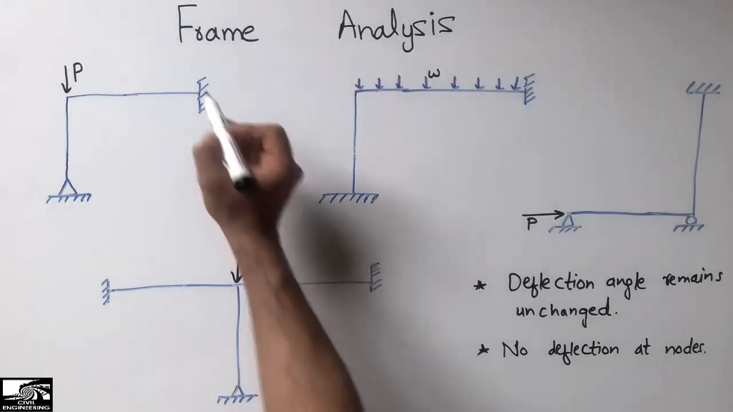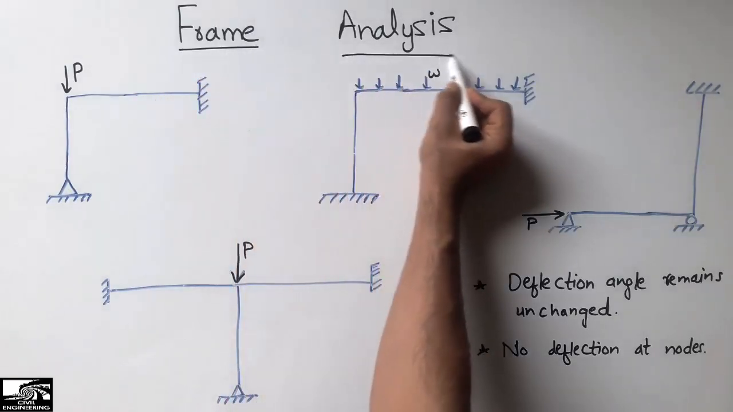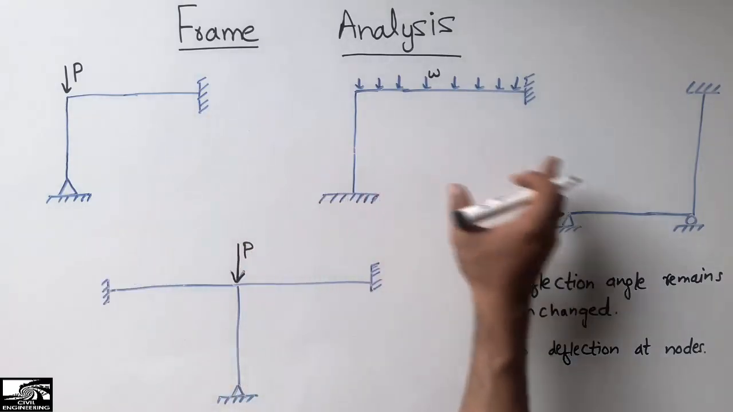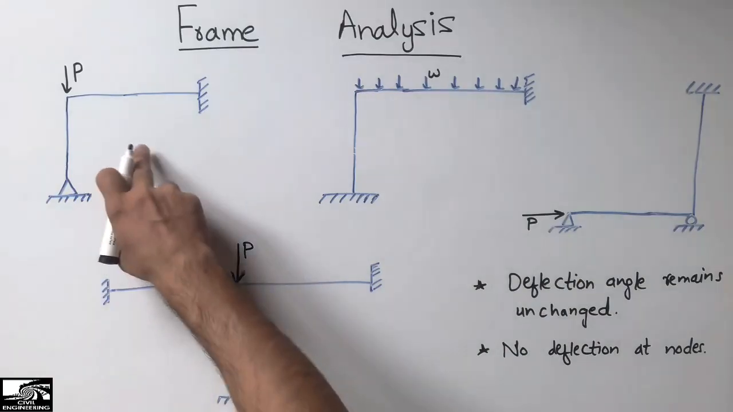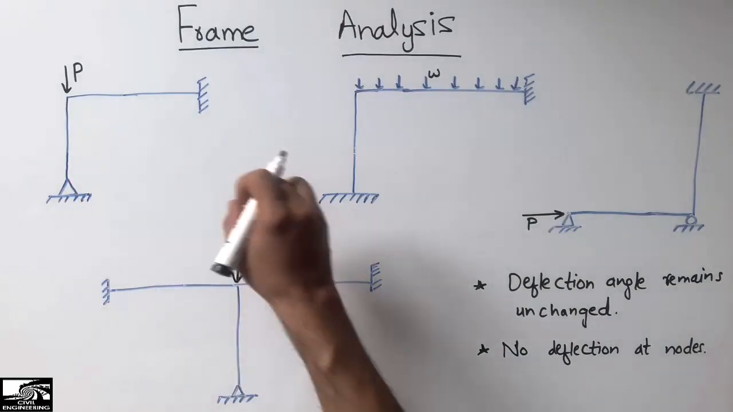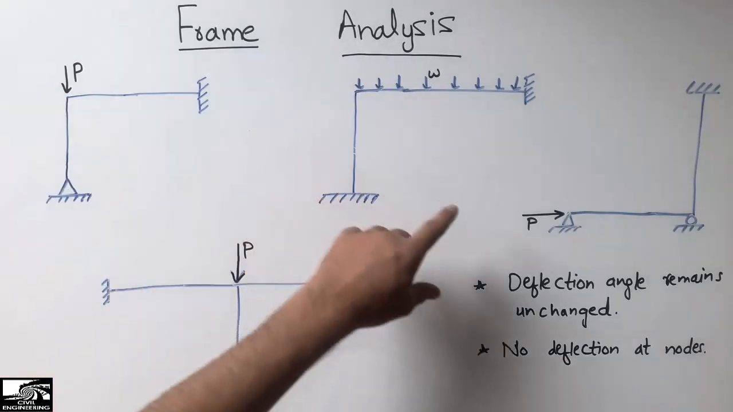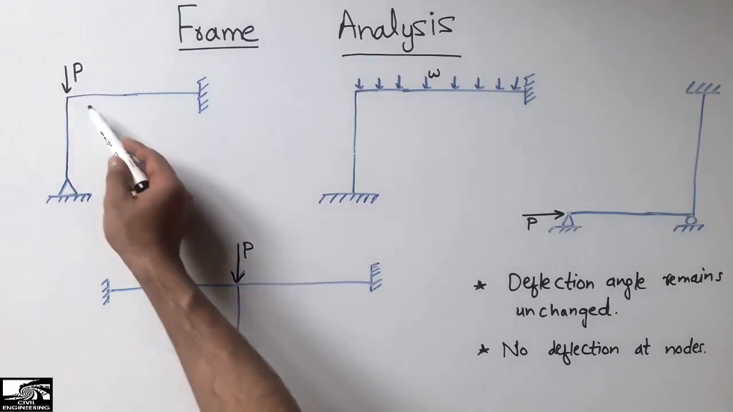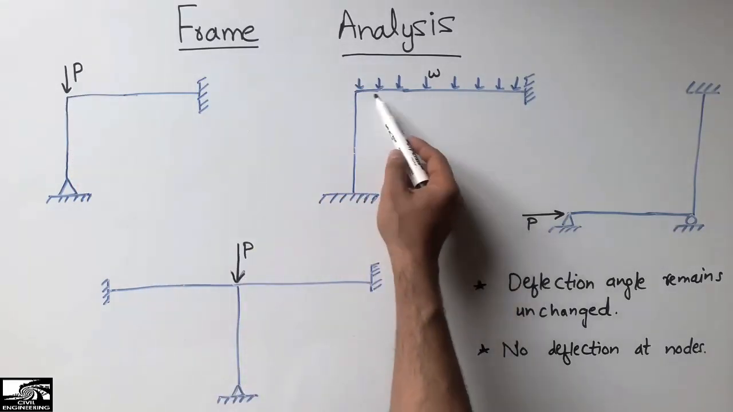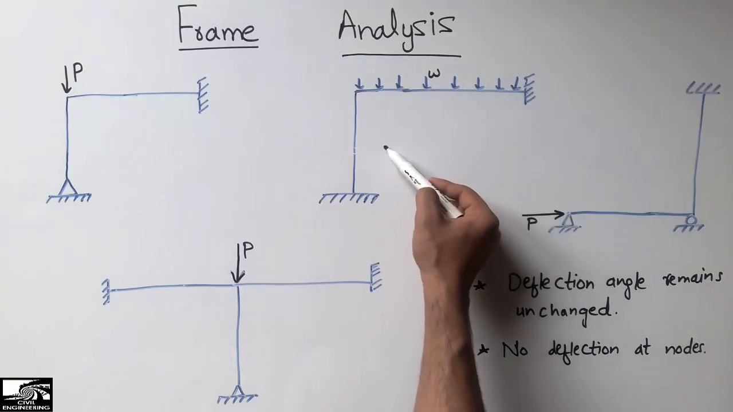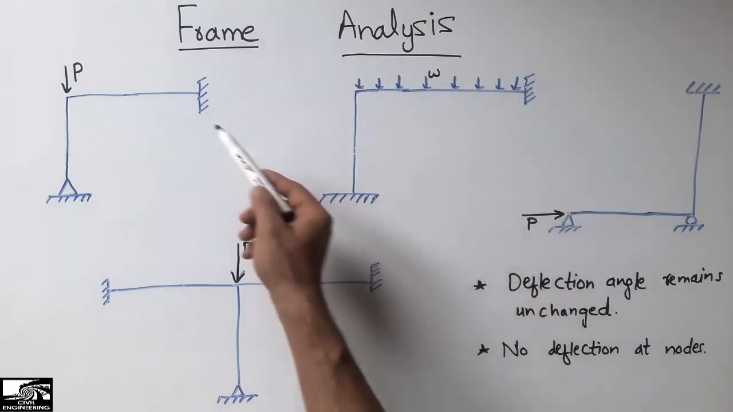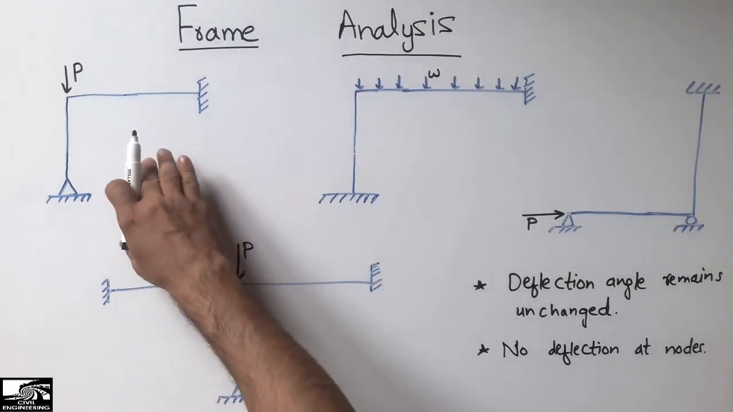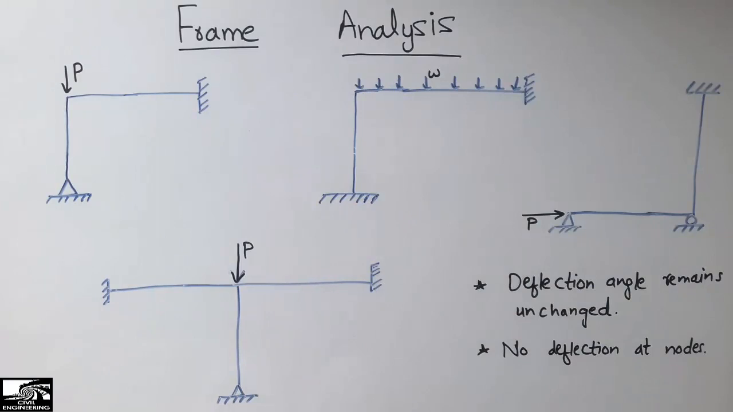Today our lecture is about frame analysis. In this topic we will discuss some different types of frames, and I will show their deflected shapes and their analysis, how we draw the deflected shape of these types of frames. Here you can see only a concentrated load acting on this frame. Here you can see a uniformly distributed load acting on this frame, and they have different support conditions. So I will draw the different deflected shapes according to the different types of frames.